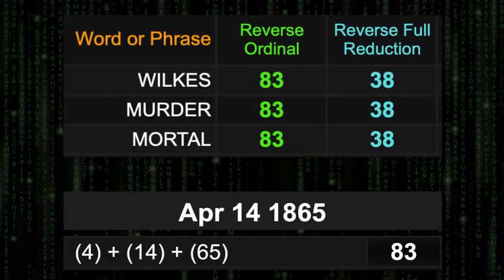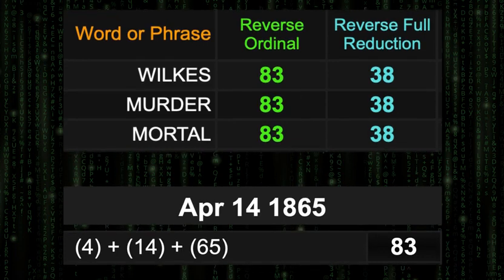His last name sometimes was Wilkes. He is also known as J.B. Wilkes. I mean, it also went as his middle name as well. So Wilkes is an appropriate name for a murderer because Wilkes, murder, and mortal have a perfect match in reverse ordinal and reverse full reduction at 83 and 38.